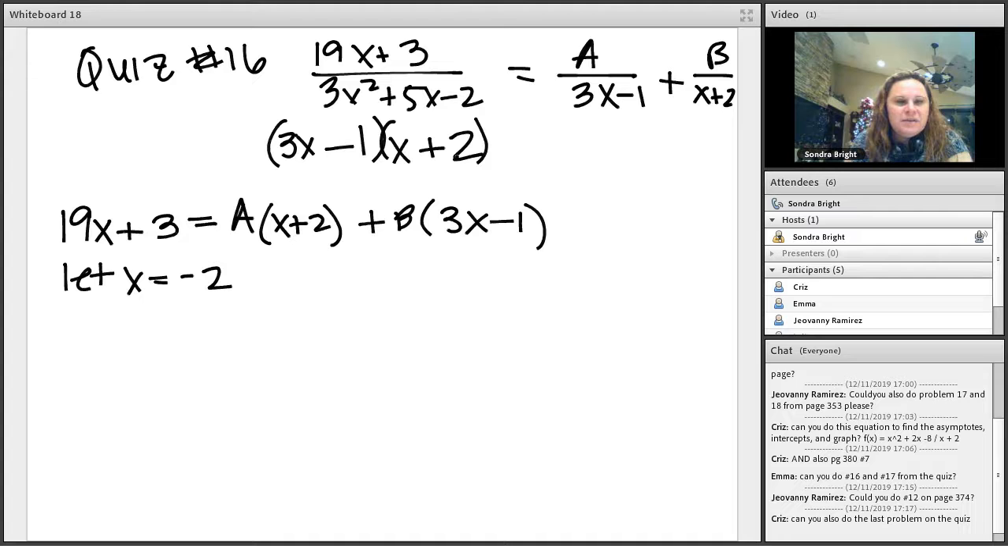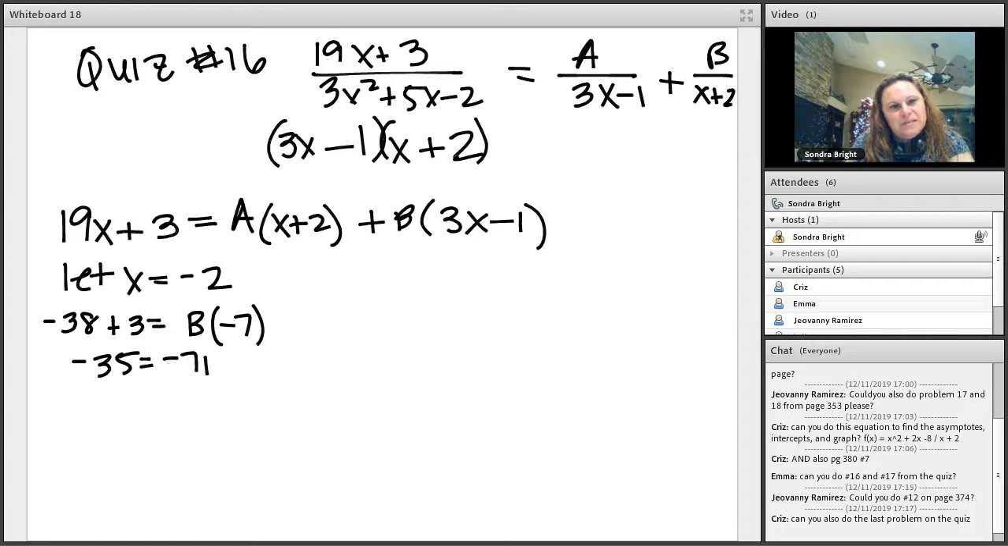So if I let x equal negative 2, you would have a what? Negative 38 plus 3 is equal to B times negative 6 minus 1, which would be negative 7. And so that's negative 35 is equal to negative 7B. So B is equal to positive 5.